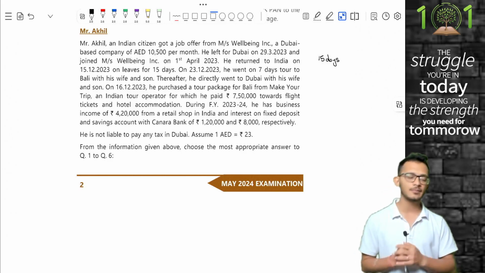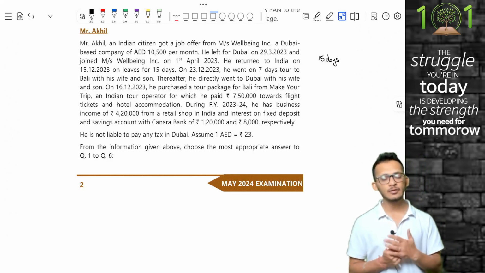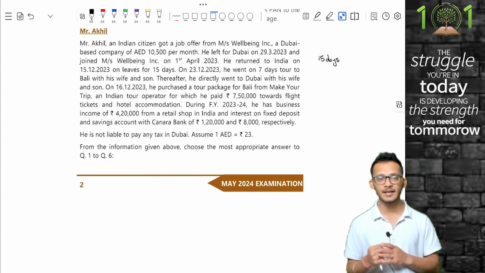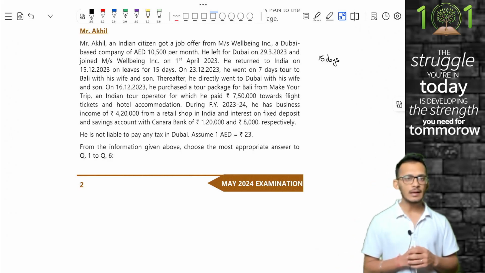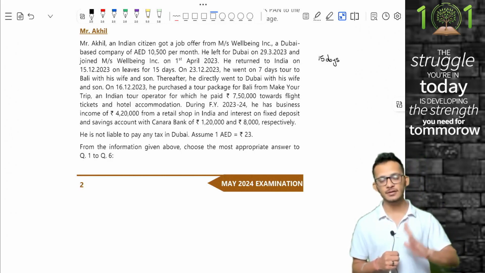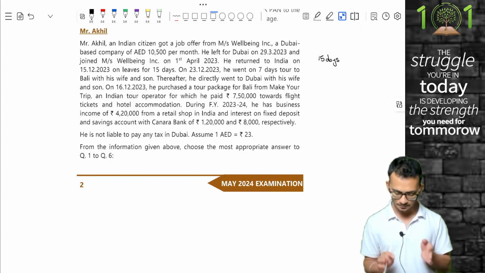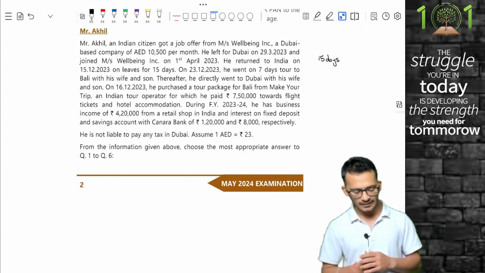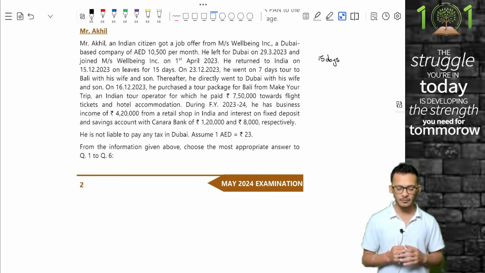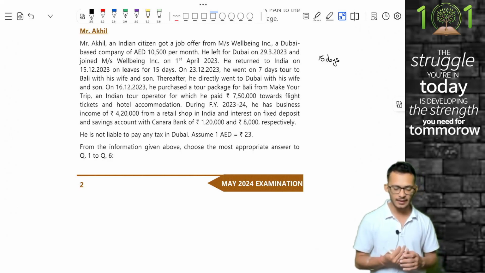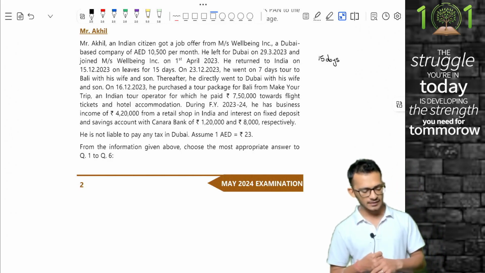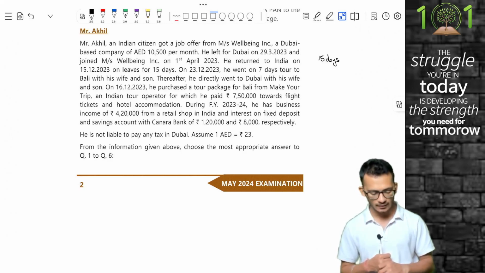No. Understand, the provisions of TCS say that these whole provisions are only applicable for a resident person. Right now, we need to check first of all whether the person is resident or not, because looking at 15 days, the person looks like a non-resident. During the financial year 23-24, he has business income of 4,20,000 from a retail shop in India, and interest on fixed deposit and savings account with Canara Bank of 1,20,000 and 8,000 specifically.